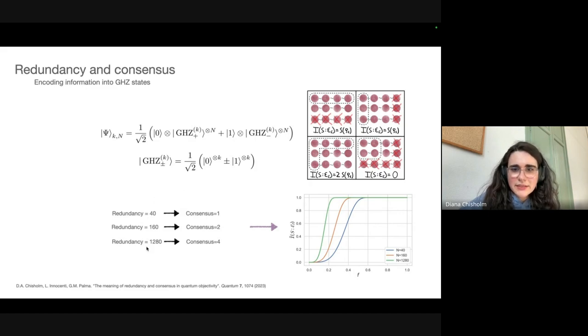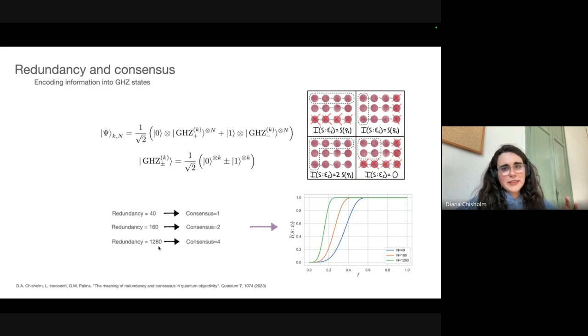And from this plot, you can compute the consensus as 1 over f of 0. Then you can see that whenever redundancy is 40, for example, consensus is 1. So basically, there's no objectivity. You need very, very high values of redundancy to have relatively small values of consensus. With consensus 4, you could, in principle, claim that this is an objective state, because 4 people are already agreeing among themselves. But you only have that because you have encoded information more than 1,000 times into the environment.